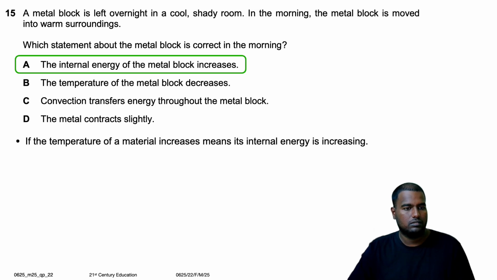All the others are wrong. Temperature of the metal block increases, not decreases, so B is wrong. Convection transfers energy throughout the... no, it's a metal block, so it's not convection. It's due to free delocalized electrons and lattice vibration. The metal contracts? No, it expands actually. So A is the right answer.